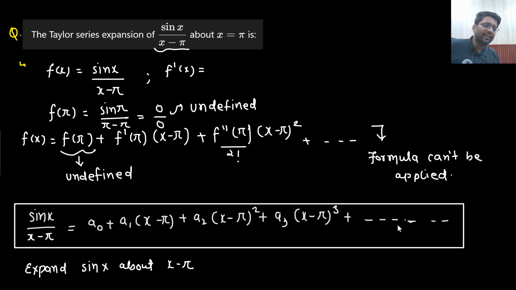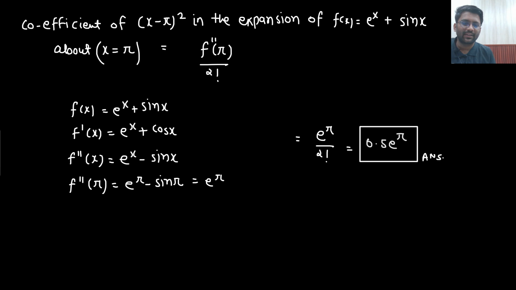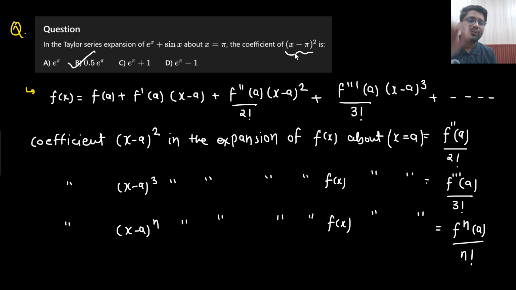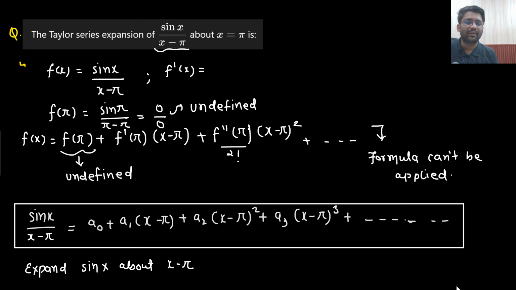In the examination, you will really have to apply the formula if they ask for the coefficient of a particular factor, like the coefficient of (x minus pi) whole square. Then I will apply the formula. But if they ask this kind of question, then sin x I can easily express. Sin x I already know: x minus x cube by 3 factorial plus x to the power 5 by 5 factorial. Then, sir, in place of x I will replace x minus pi.